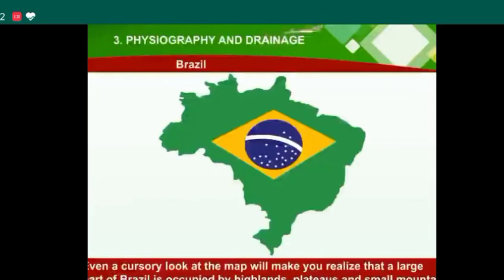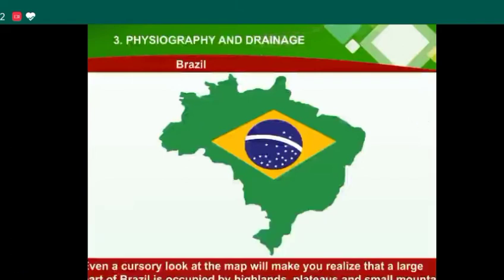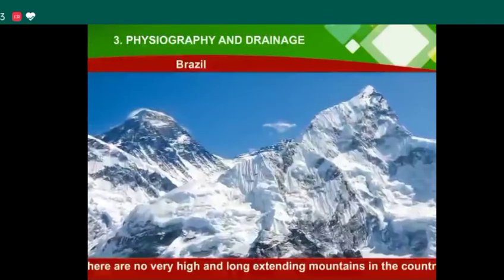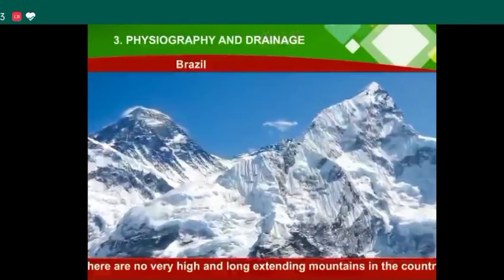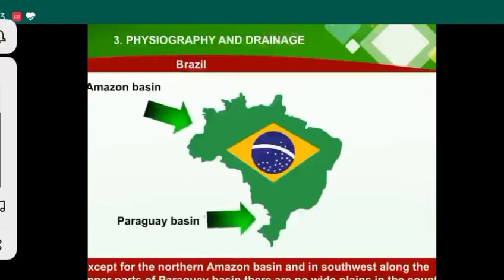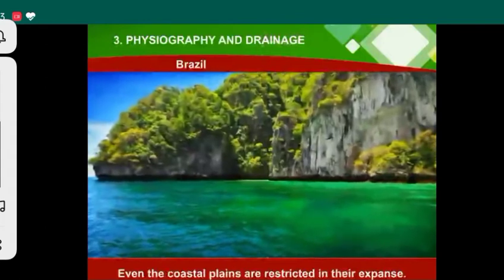Brazil. Even a cursory look at the map will make you realize that a large part of Brazil is occupied by highlands, plateaus, and small mountains. There are no very high and long extending mountains in the country, except in the Amazon basin and in the southwest along the upper part of the Paraguay basin. There are no wide plains in the country. Even the coastal plains are restricted in their expanse.